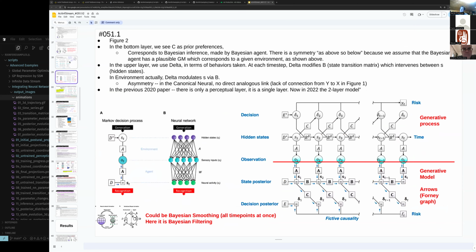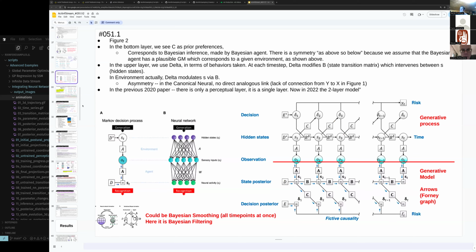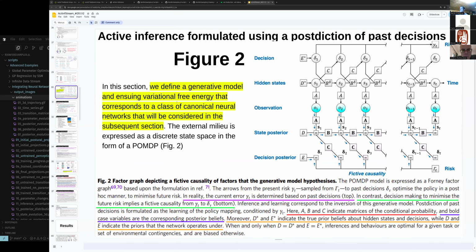And they use this post-dictive learning strategy where basically at each time point, you minimize that factor graph with fictive causality of factors. So, decision making to minimize the future risk. So we want to minimize future risk for the unoccurred event.